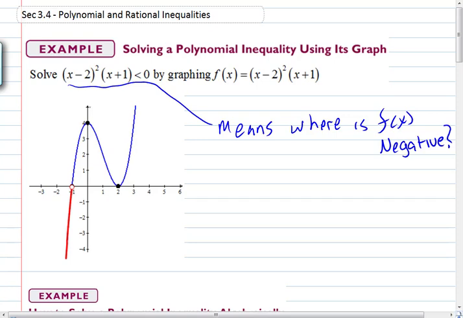Notice we can take this function, and right here at the x-intercepts, we can divide the function into intervals. These x-intercepts, by the way, are going to be called critical points. These critical points are your x-intercepts, and you find those by setting the polynomial equal to 0 and solving for x. Less than 0 means, where is this thing negative? The answer is the interval that goes from negative infinity to negative 1.